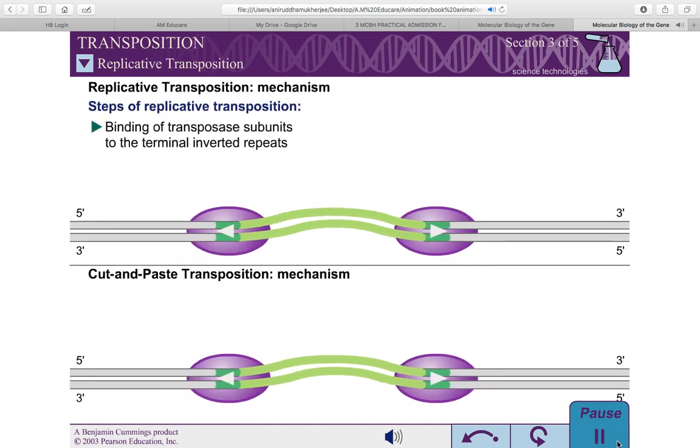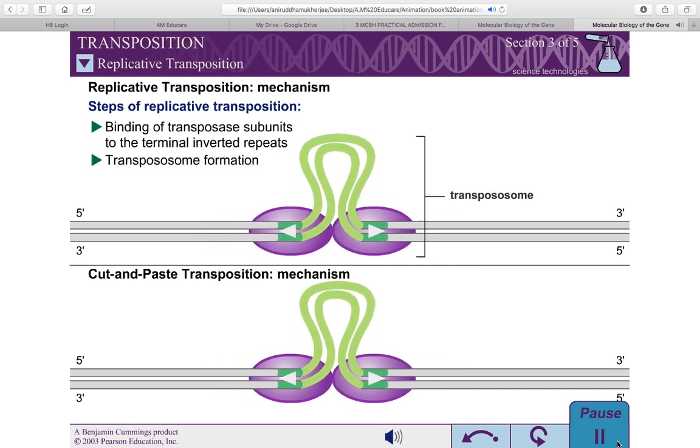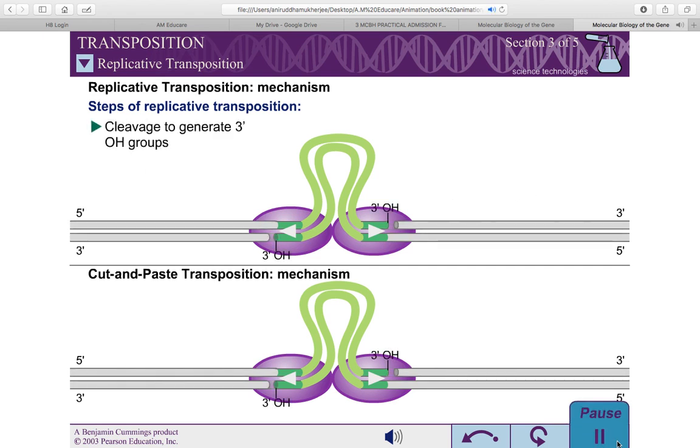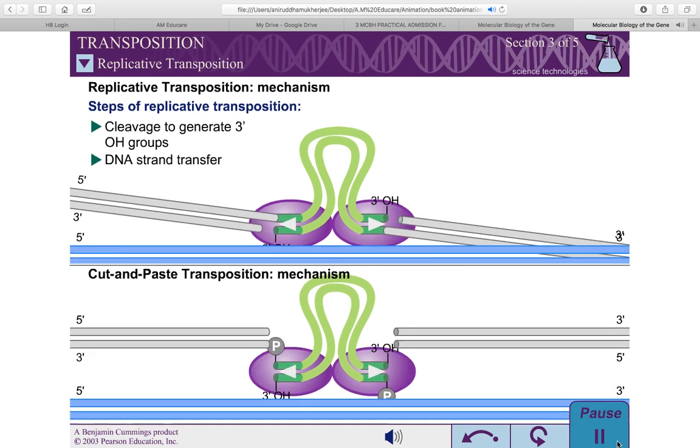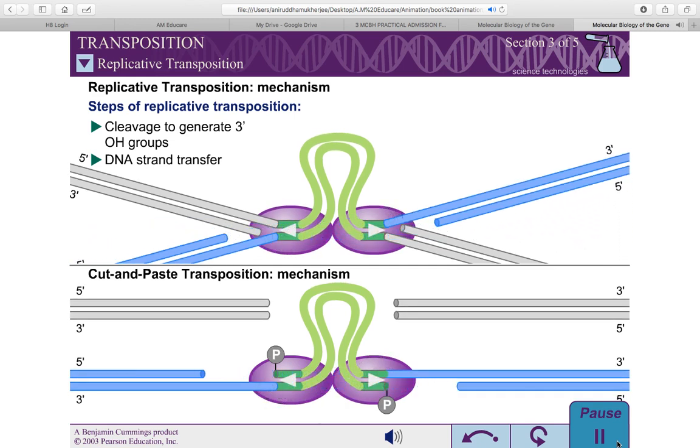Just as in cut and paste transposition, replicative transposition begins with the assembly of a transpososome. Next, the transposase subunits introduce nicks in the 3' ends of the transposon strands. However, in contrast to cut and paste transposition, the transposon DNA is not excised from its initial location. As in cut and paste transposition, the 3' hydroxyls of the transposon DNA then attack the phosphodiester bonds at the target DNA. However, the 5' ends of the transposon sequence remain joined to the initial flanking DNA.